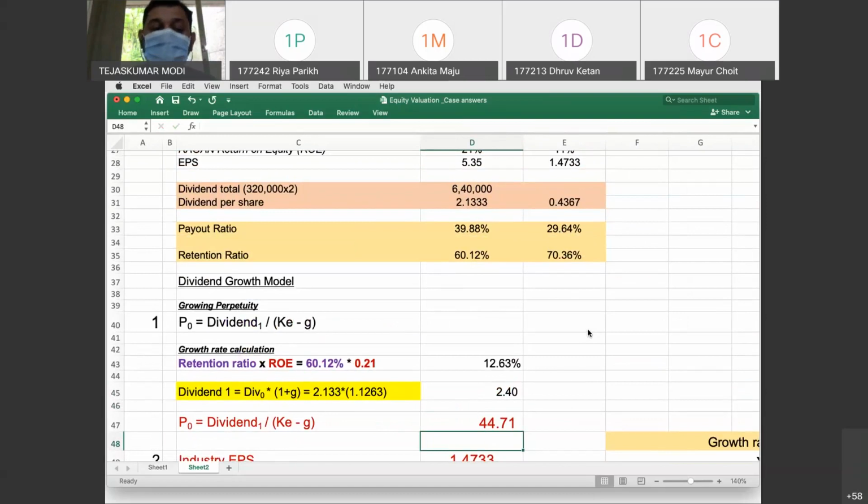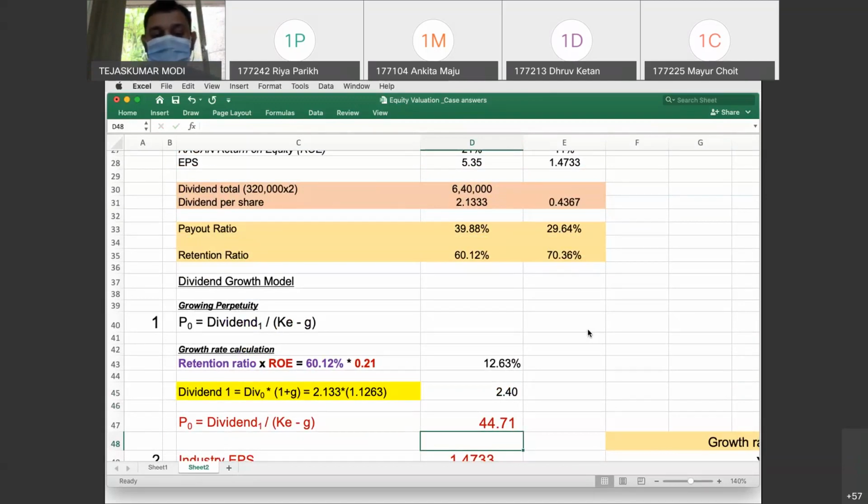It is a case of growing perpetuity. So we know the formula: Price 0 is equal to dividend 1 divided by R minus G. We know R, and we can calculate dividend 1. But without G, we cannot calculate dividend 1 and we cannot put the value for G.